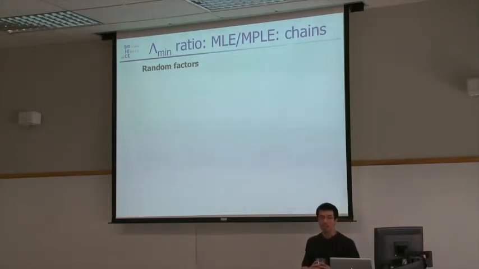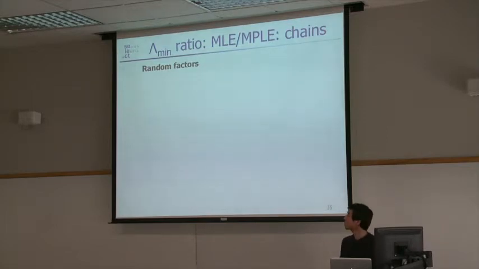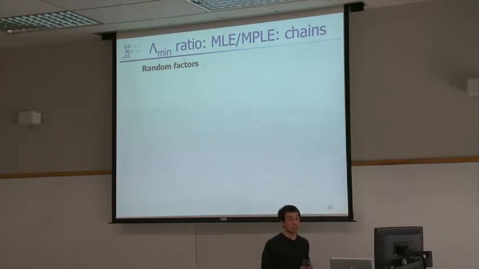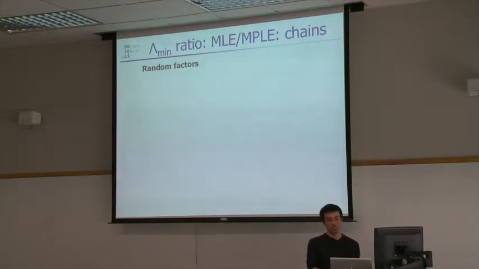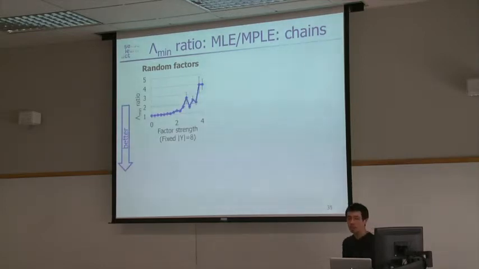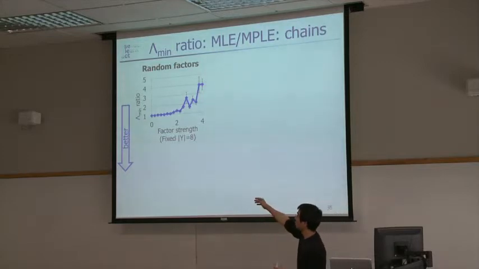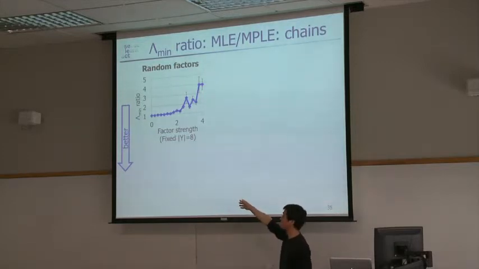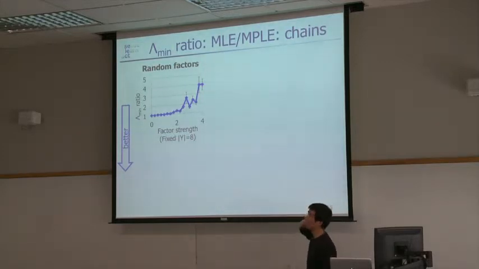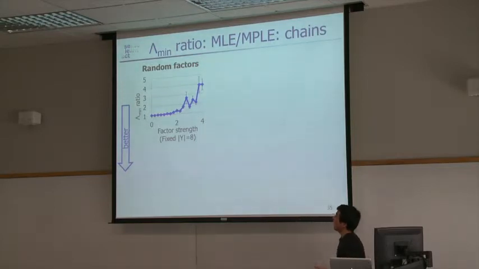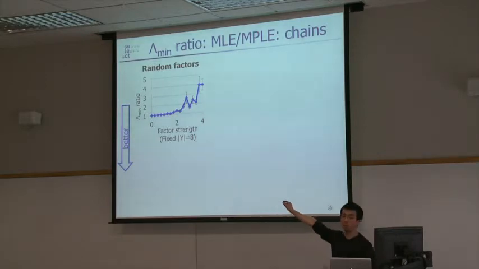So first, look at this ratio of MLE to max likelihood with respect to chains. What this plot is showing is that on a chain, as we fix the size of the chain and increase the factor strength on the x-axis, the ratio between lambda min for MLE and MPLE is increasing steadily.